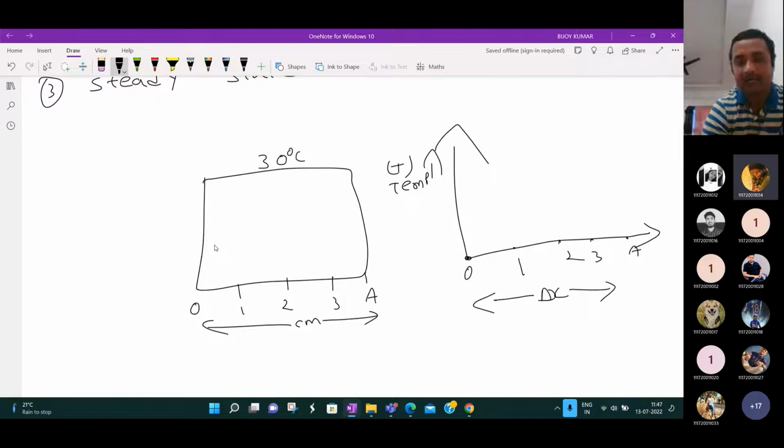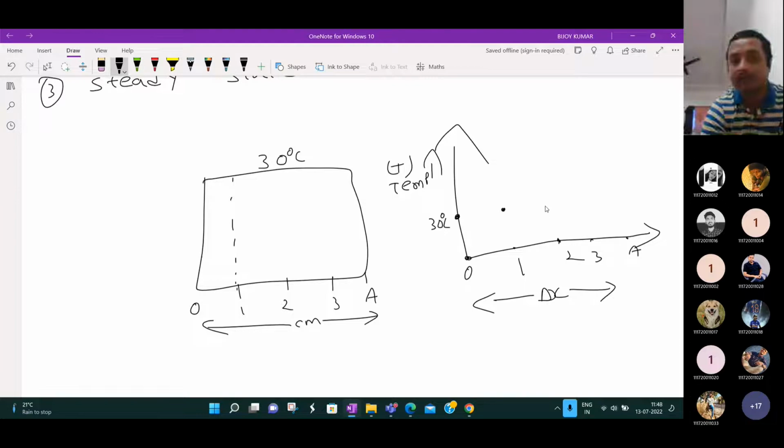30 degree only. Yes, sir. Okay, 30 degree only. Suppose say this is 30 degree. At point 1, what is the temperature of this object? 30 degree. Because now the whole temperature is 30 degrees centigrade. We are not giving any heat source. At room temperature it is there.